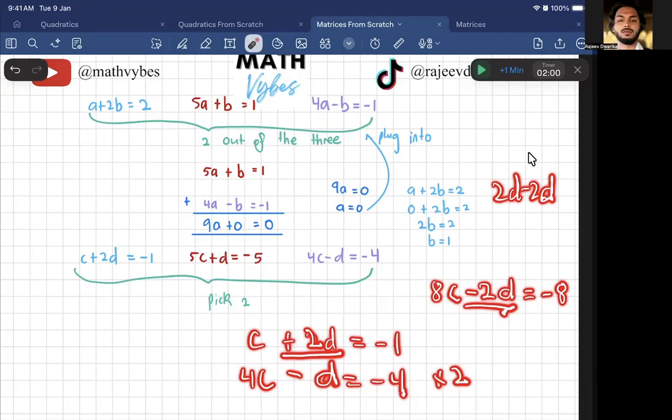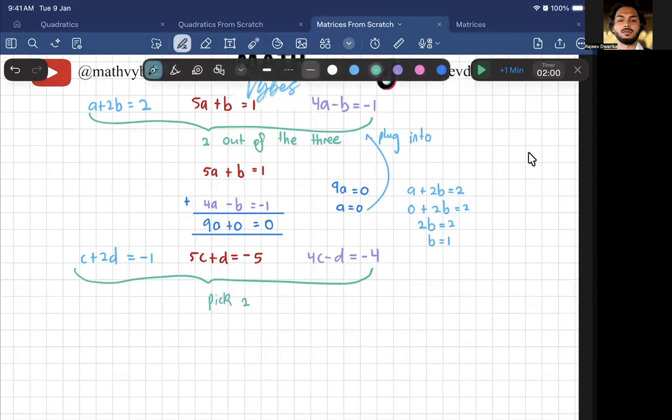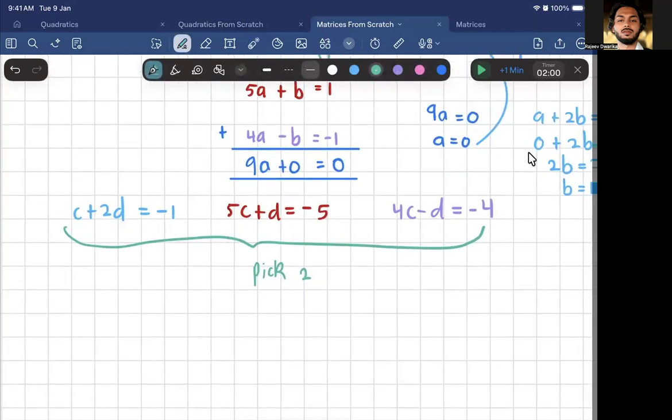Yeah, so but Chloe, that's unnecessary, because if you look at this one and this one, it's already set up for a scenario where you see positive D here and negative D. So best to just use that one time. But I like the thinking though. You could really use any two out of the three, but you have to know what you're doing. The safest one is to pick 5C plus D is equal to minus 5, and the 4C minus D is equal to minus 4.